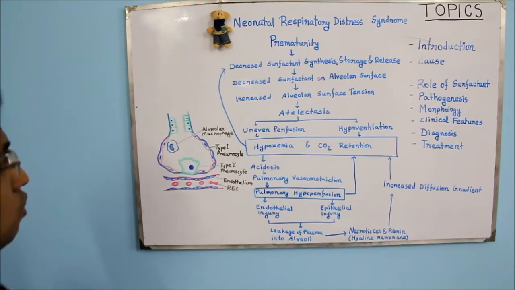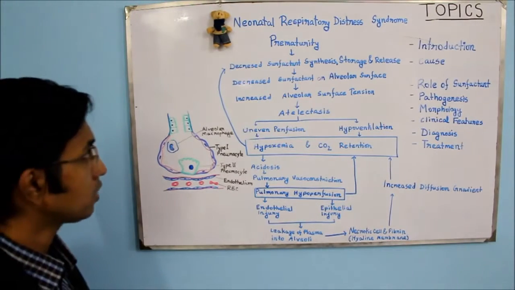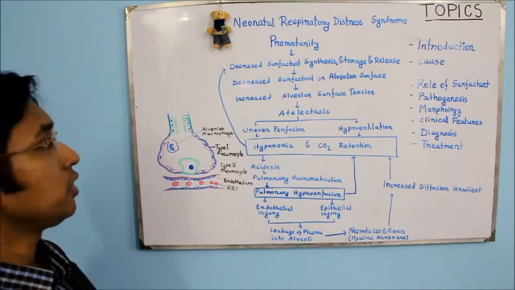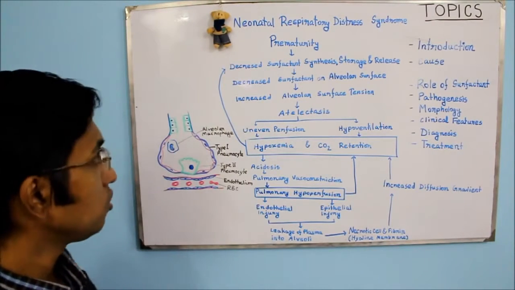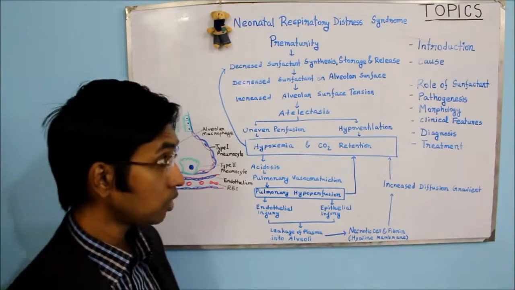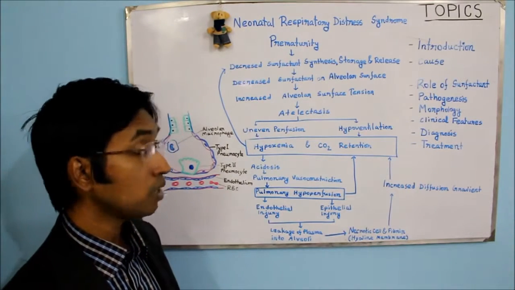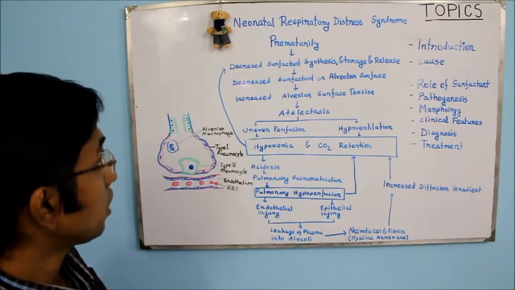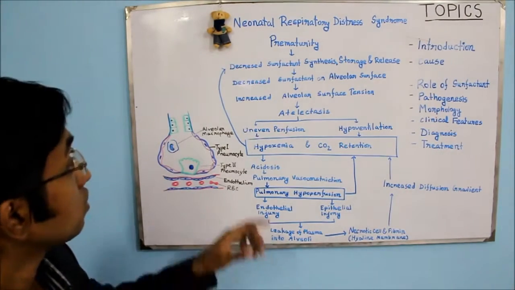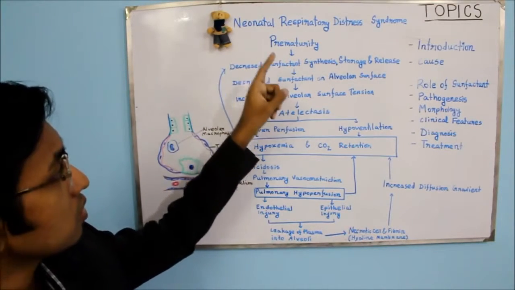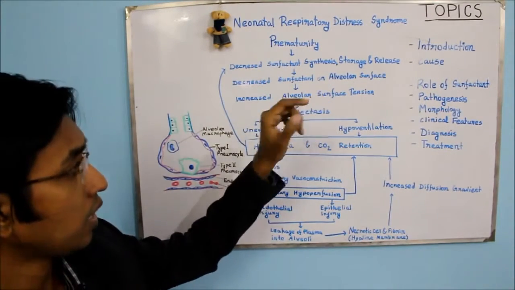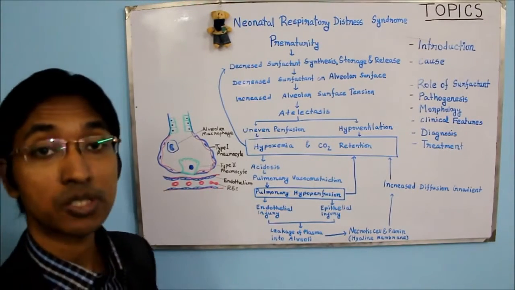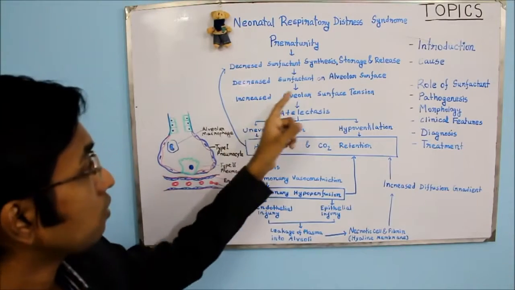So in this flowchart we can see that everything is beginning due to prematurity of the lungs. Usually the baby is preterm and usually less than 34 weeks old, and as a result of premature lung, there is decreased surfactant synthesis, storage and release, and therefore there will be less amount of surfactant present on the alveolar surface.